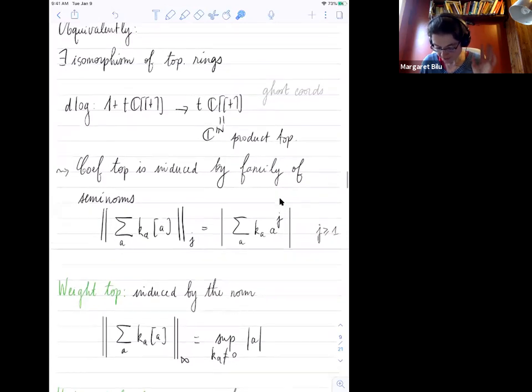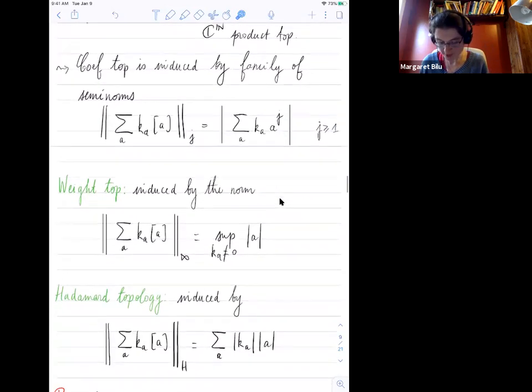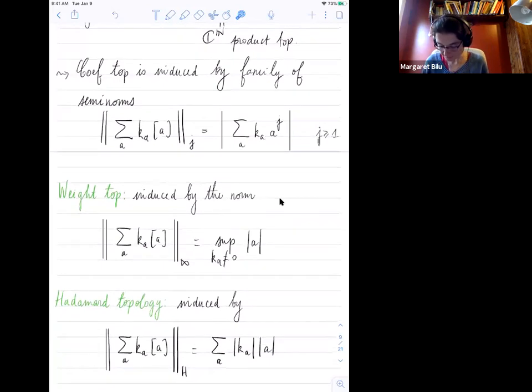I'll say why later. So this mysterious topology, we've called it the Hadamard topology, which is induced by the following norm: the sum over a of the absolute value of k_a times the absolute value of a. So what's the difference with the weight topology? In the weight topology, you only bother with checking that a function doesn't have poles or zeros in some disk, and you don't worry about what's outside that disk. Outside that disk, you could have poles and zeros with huge multiplicities. Whereas here, you also control the multiplicities. So your function is small if it doesn't have any zeros and poles close to zero, and far from zero, it can have zeros or poles, but their multiplicities are bounded somehow. So this is the Hadamard topology.